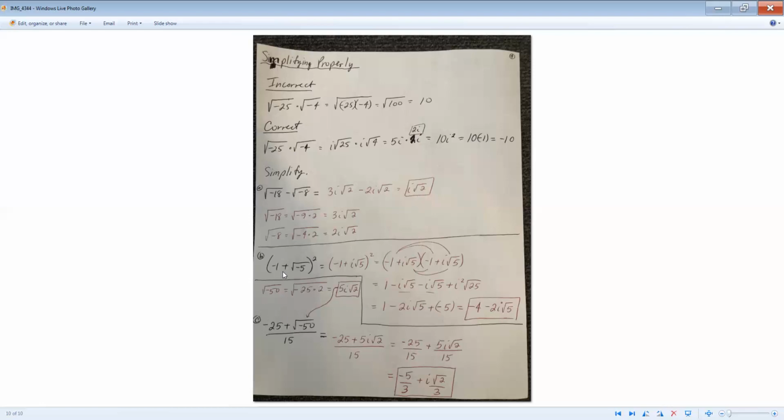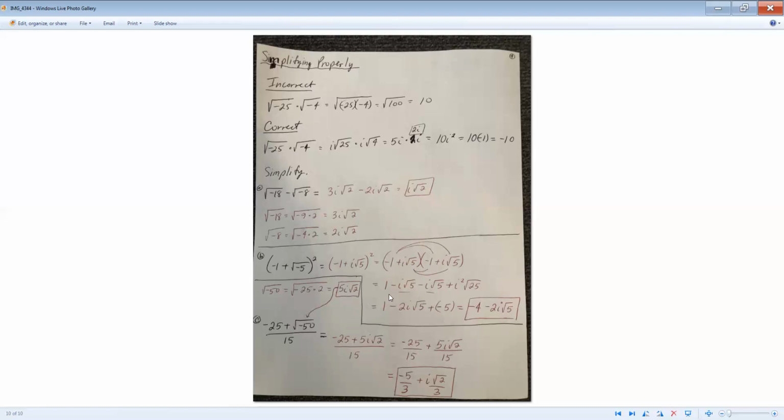Here we have negative 1 plus the square root of negative 5, squared. So don't forget, whenever you have a quantity being squared, you have to expand that out and write negative 1 plus i square root of 5 times negative 1 plus i square root of 5. We went ahead and took out the i. Remember, if you're going to multiply them out, you have to bring the i out first.